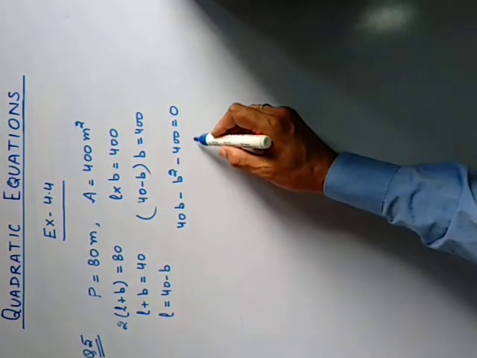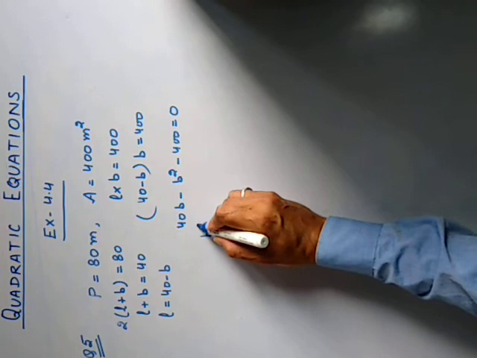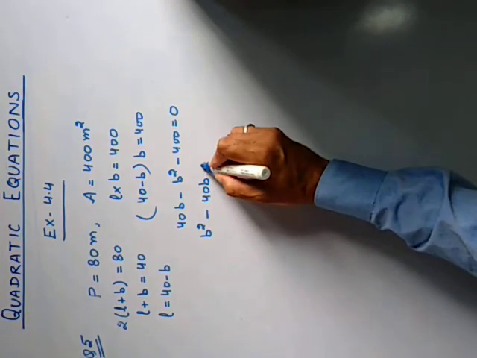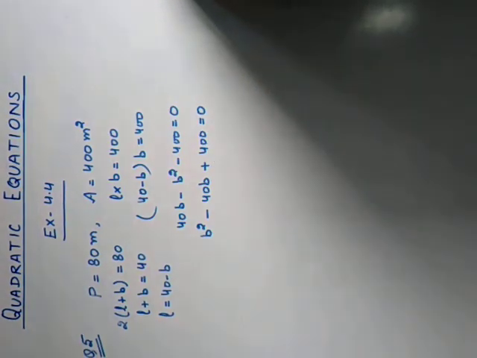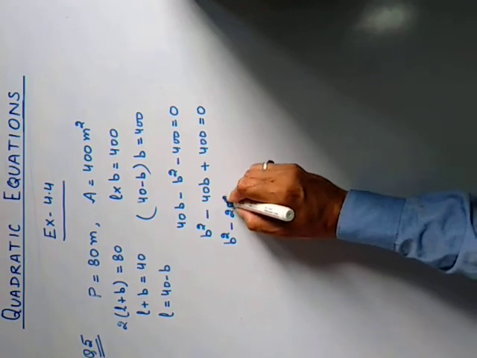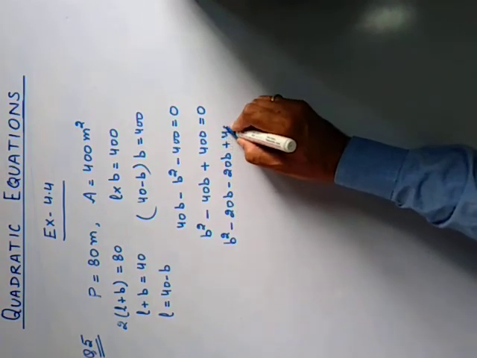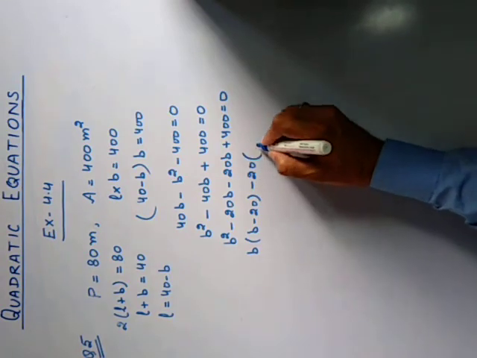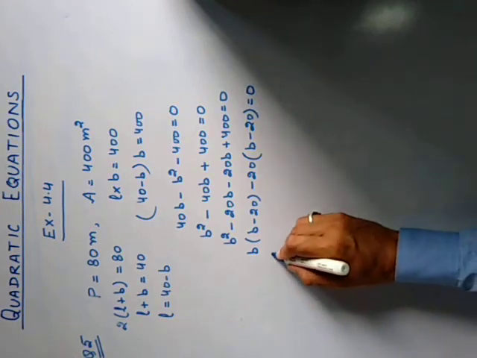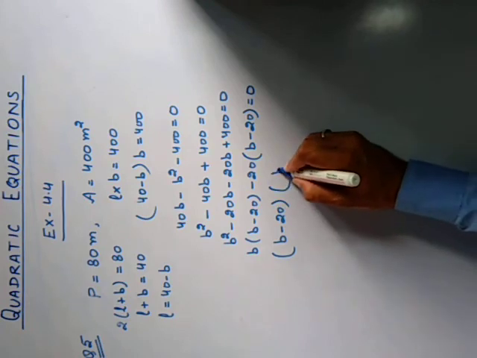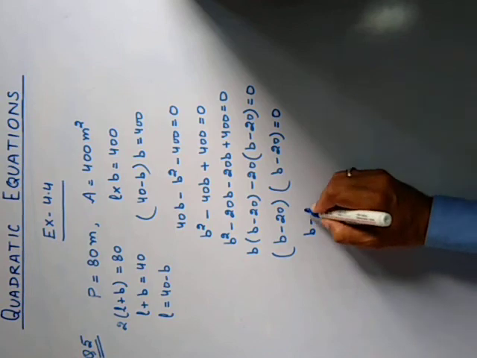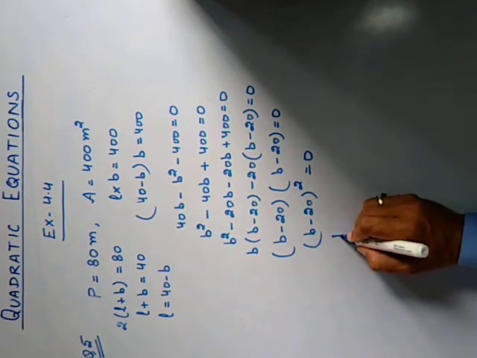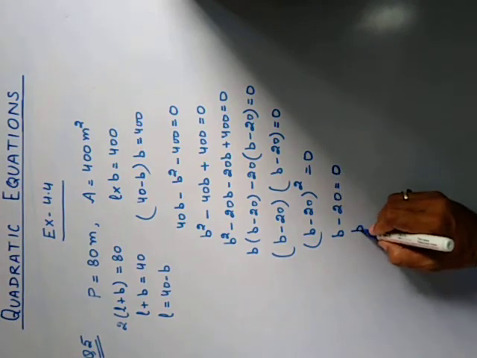Writing down in standard form and taking minus common, so it will be b square minus 40b plus 400 equals to 0. Now you can solve it either using quadratic formula or by splitting the middle term. So b square minus 20b minus 20b plus 400 equals to 0. b common, b minus 20 minus 20 common, b minus 20 equals to 0. So b minus 20, b minus 20 equals to 0. It is b minus 20 whole square equals to 0. b minus 20 equals to 0. So b equals to 20.